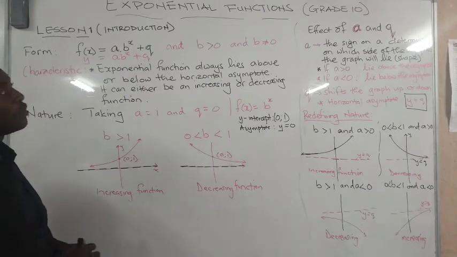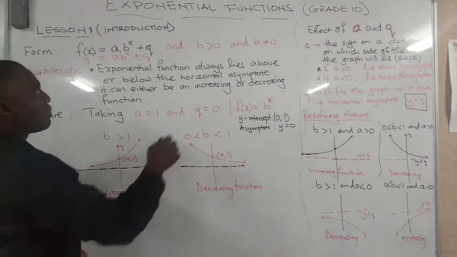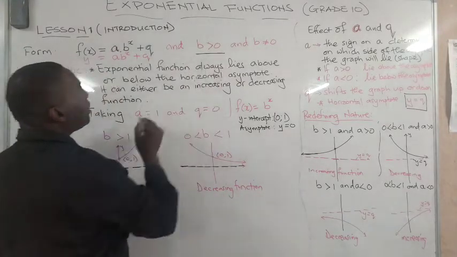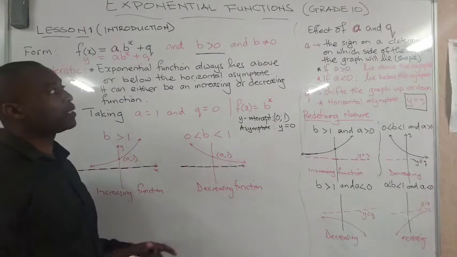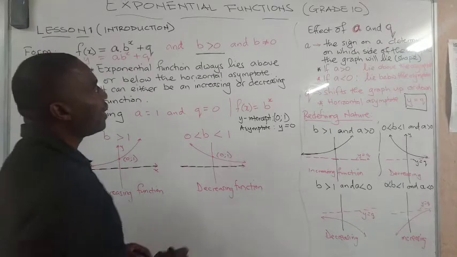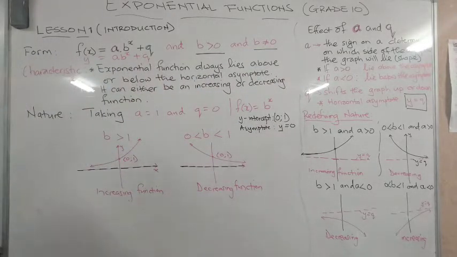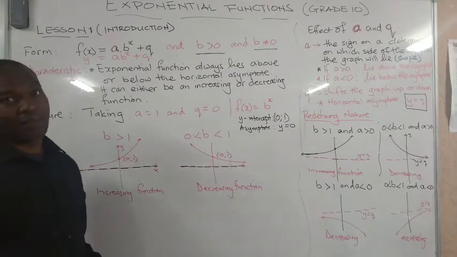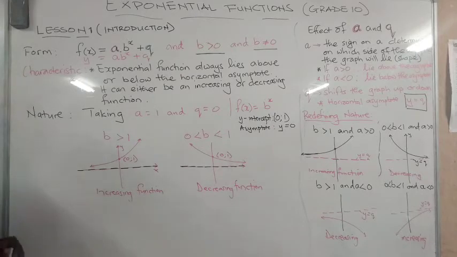And also, don't forget that in the exponential function, your b, what is raised to the power x, should always be greater than 0 and should not be equal to 0. So when it comes to b, you should just know that b should be greater than 0 and b should not be equal to 0. Alright, so let's look at the nature.